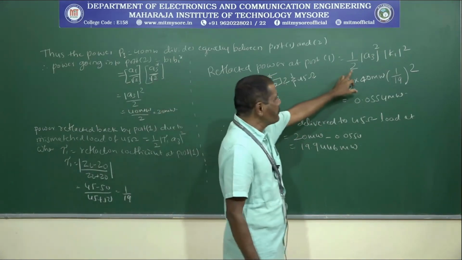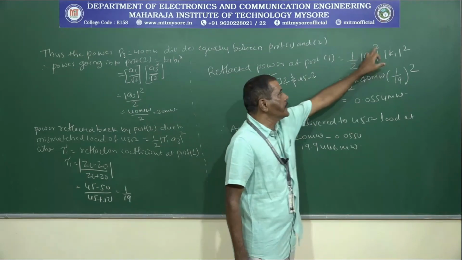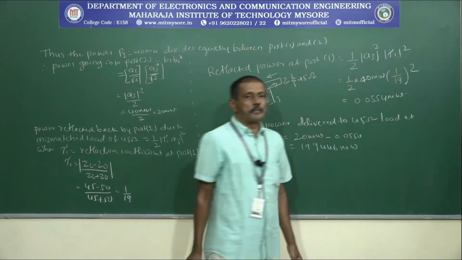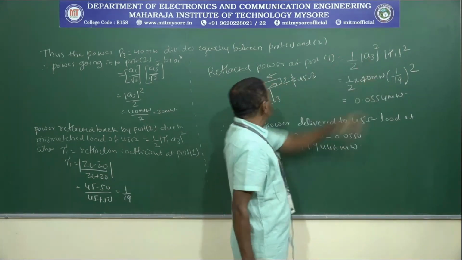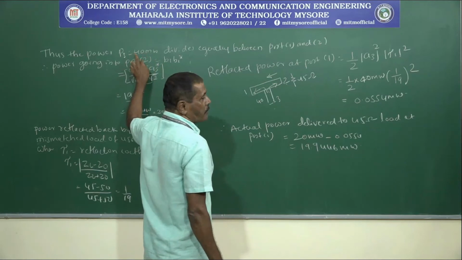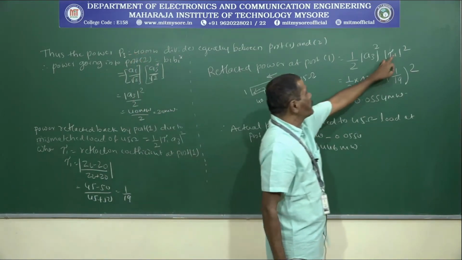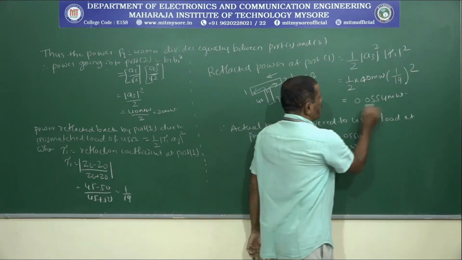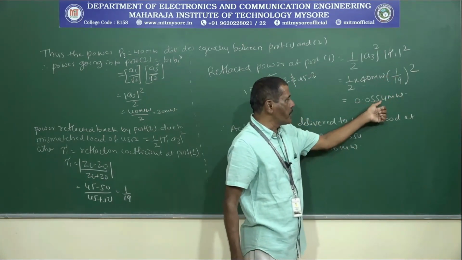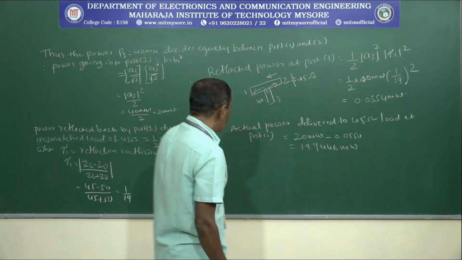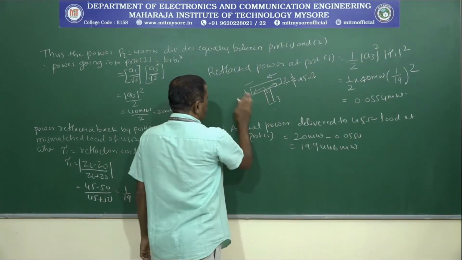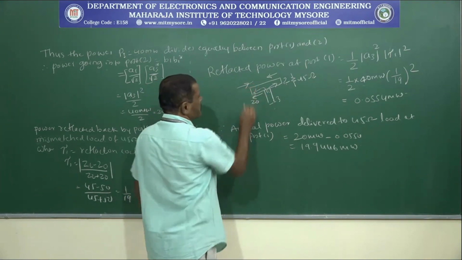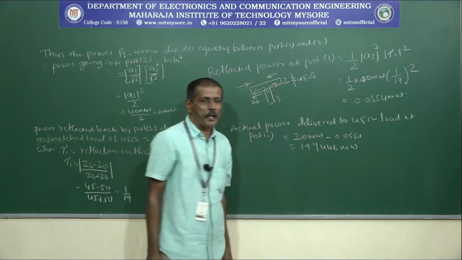reflected back. That can be calculated by the equation 1 by 2 A3 square into tau 1 squared. Now 1 by 2 A3 square, in the given problem the power is given as 40 milliwatts, and tau 1 we have calculated as 1 by 19. So we are going to get the value as 0.0554 milliwatts. That means 20 milliwatts of the power is coming to this port, and due to the mismatch, this much of the power is reflected back.